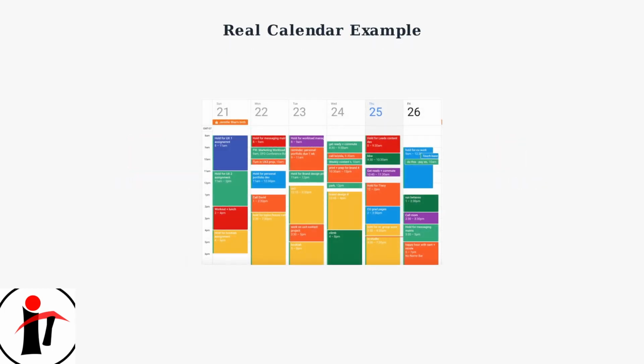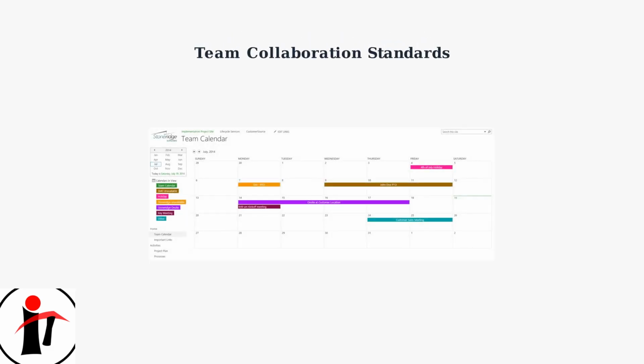Here's what effective color coding looks like in practice. Notice how this weekly calendar uses distinct colors to separate different types of activities, making it easy to scan and understand at a glance. For team collaboration, establish shared color standards that everyone follows. This team calendar demonstrates how consistent color coding helps multiple people coordinate their schedules effectively.